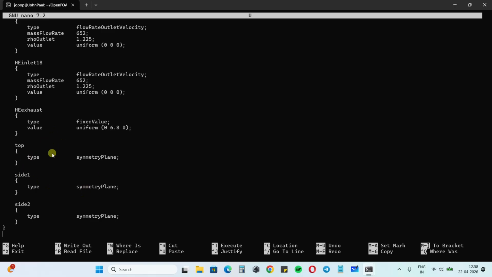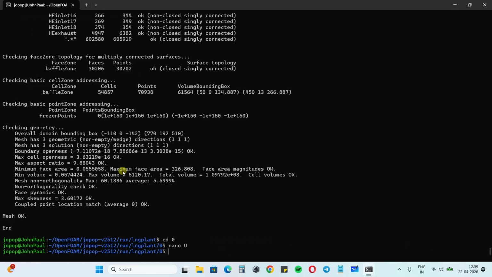Then you have the usual symmetry plane condition at top and sides. The key thing is we are considering the heat exchanger block to be a black box. That's the velocity file. So save it, Ctrl O, Ctrl X, and next we can take a look at the temperature file.